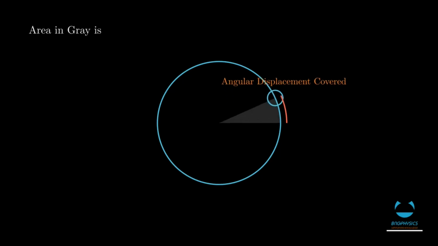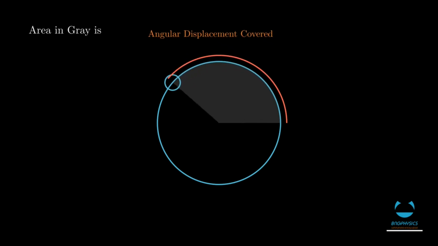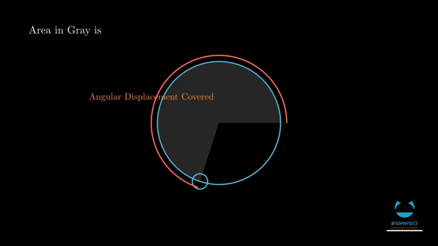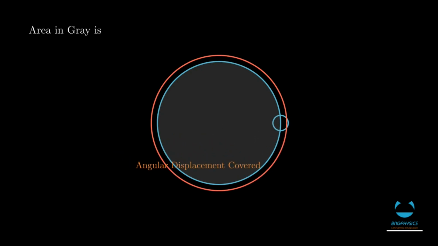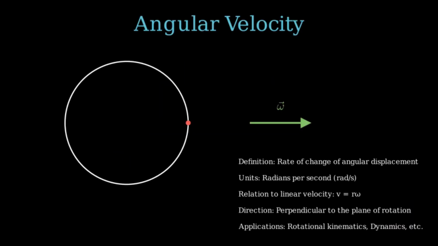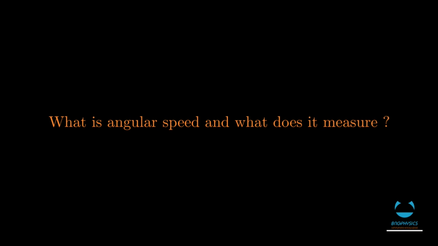In the previous video, we talked about angular displacement and how to calculate it. However, in today's video, we are going to talk about angular speed and velocity and how to calculate it. Our question in this video today is: what is angular speed and what does it measure?